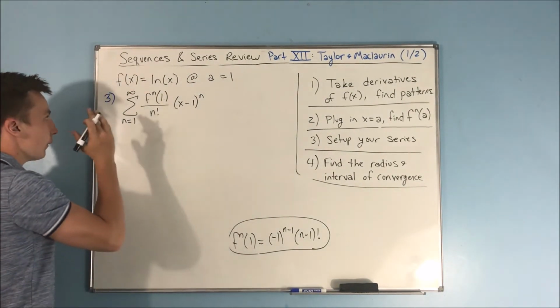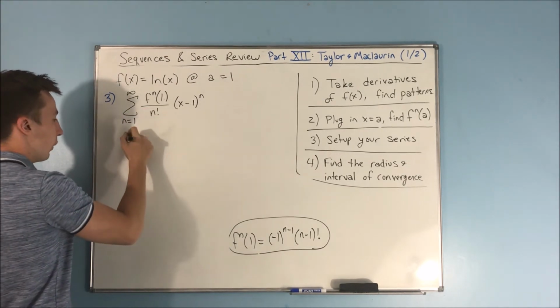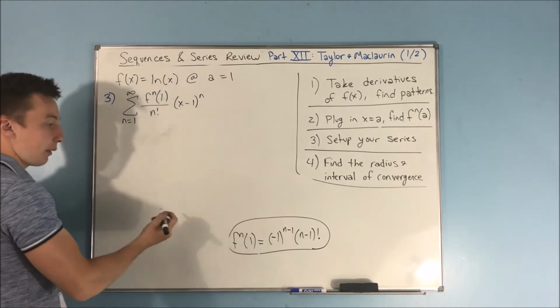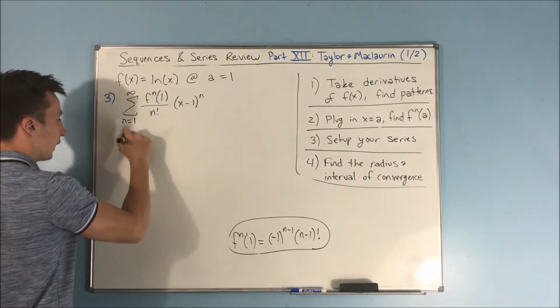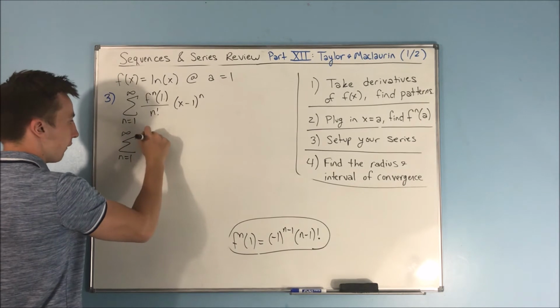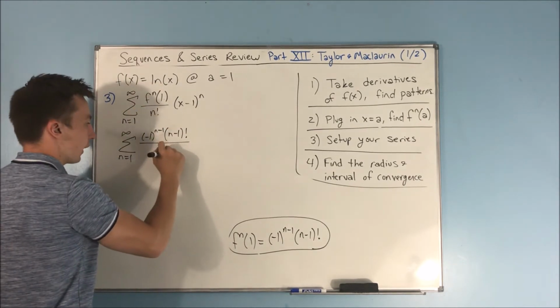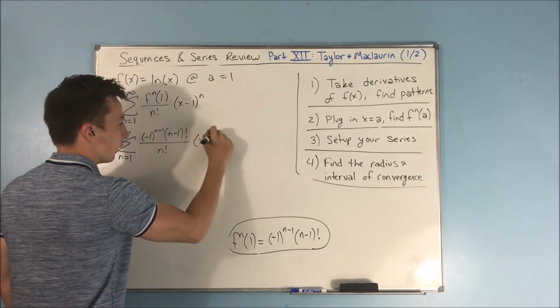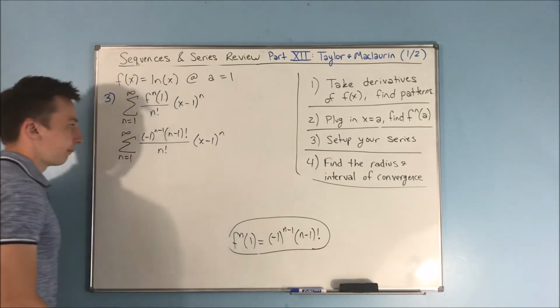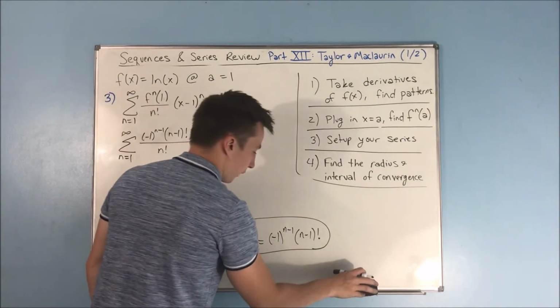So we have the nth derivative of f at 1, which we know to be negative 1 to the n minus 1 times n minus 1 factorial. So we write the sum from n equals 1 to infinity of just that, and then we'll put it over n factorial and times x minus 1 to the nth power. Okay, so now that we've done that, I can erase this down here.